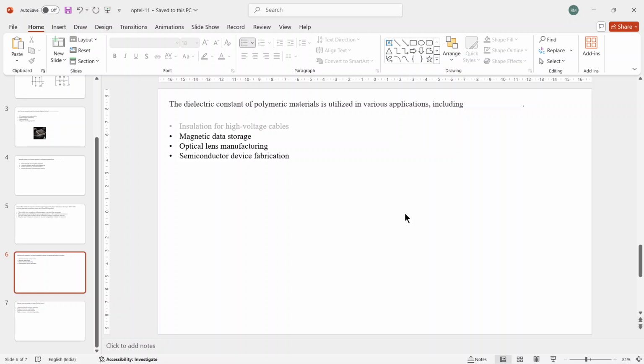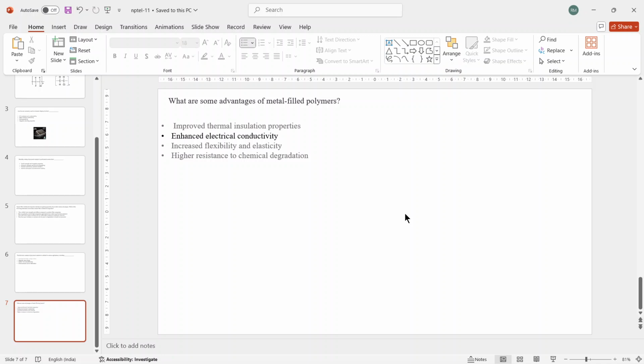Then the third one is optical lens manufacturing. Optical properties of polymers are definitely useful here, not the dielectric ones. And then the last one is semiconductor device fabrication. Here one can argue that their dielectric constant properties might be useful while making the coatings and other parts necessary for the fabrication, but the major use is only in the insulation of high voltage cables. So that one is the major one.